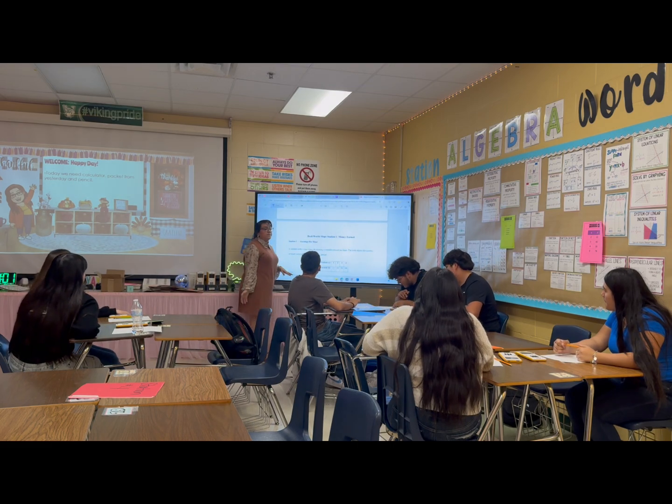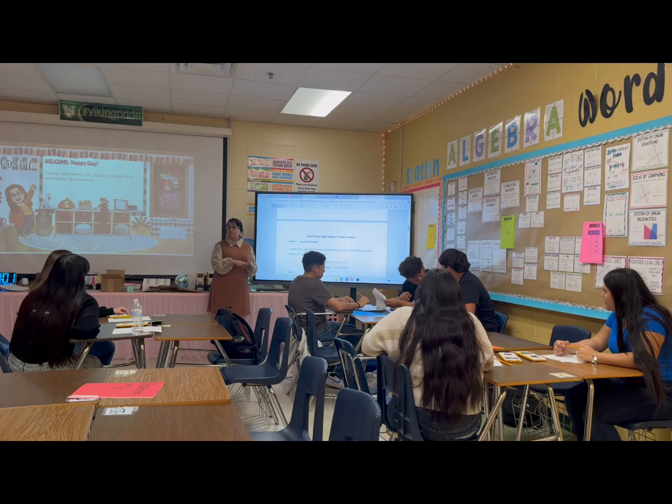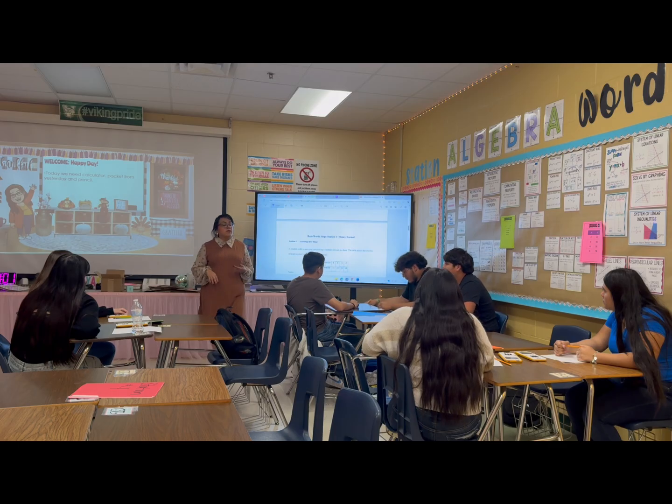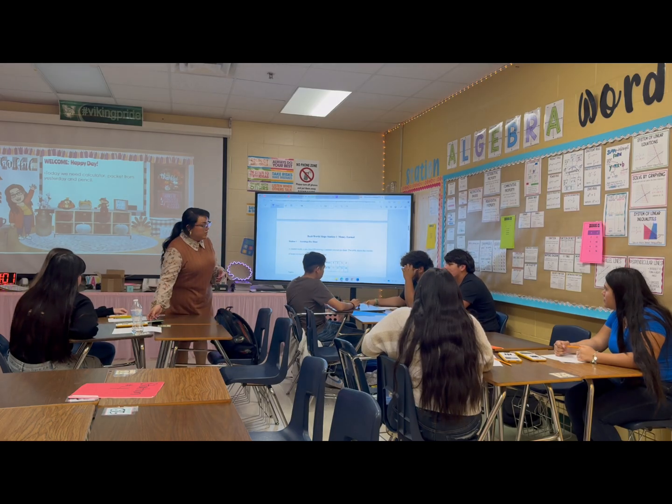Okay, based on the information we were just given, we already know that slope is rise over run, the change of y over the change of x, or the formula y minus y over x minus x. Right now we're going to be working on stations. You are partnered up in your teams.